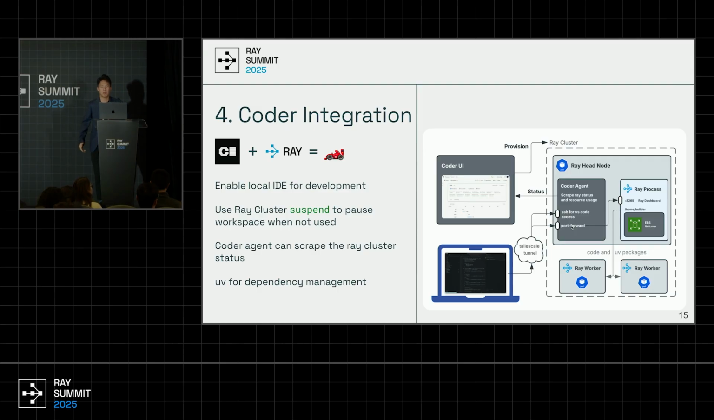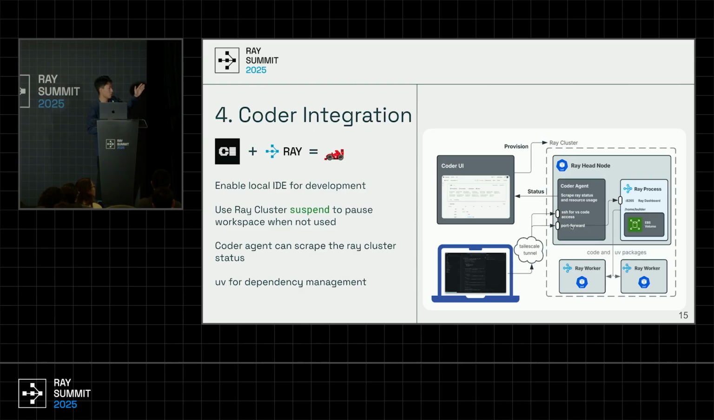So our engineers want to use their own local IDE tools, and that's where Coder comes in. Coder is this cloud development environment project, which usually provisions a pod on Kubernetes, and then runs the Coder agent on it to create an SSH tunnel to your laptop for local IDE development. We can easily adapt this to KubeRay by simply creating a Ray cluster instead of a pod, and then running the Coder agent on the head node of the cluster.